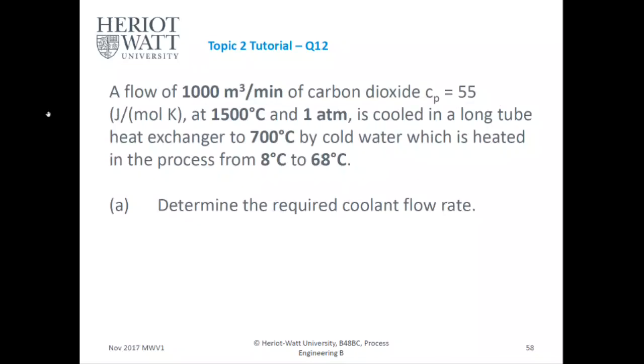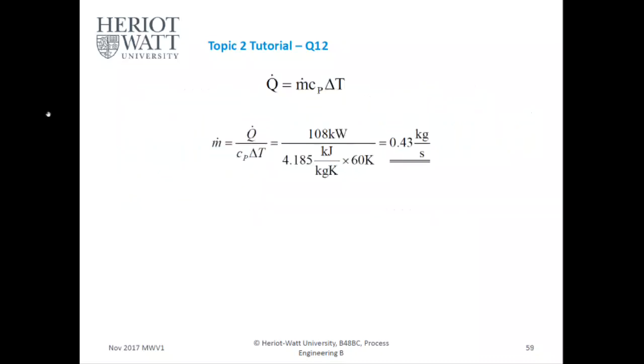So, determine the coolant flow rate. That shouldn't be A, that should be B. Q equals m C delta T, or as I call it, Cm delta T because it's easier. The mass flow rate equals Q over Cp delta T. You can calculate the mass flow rate.